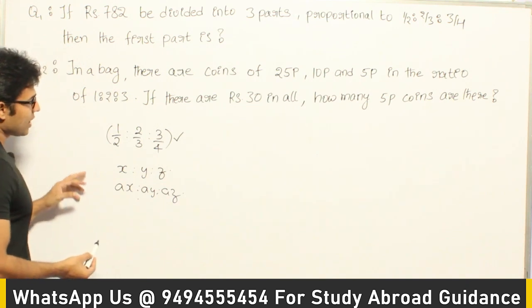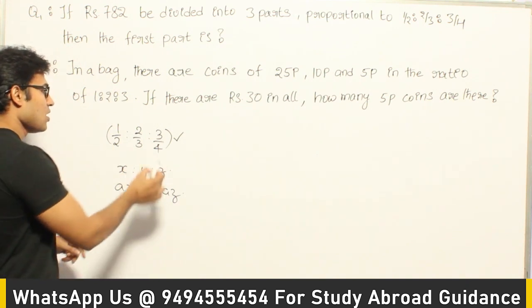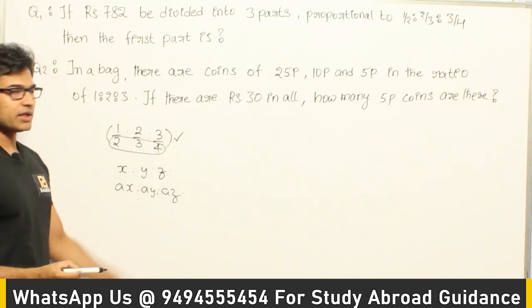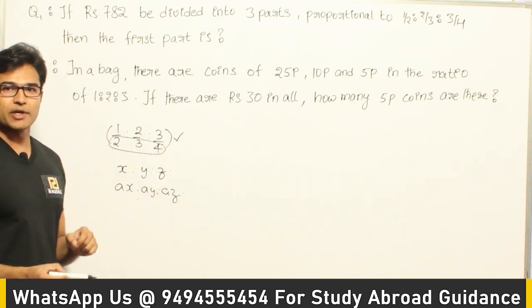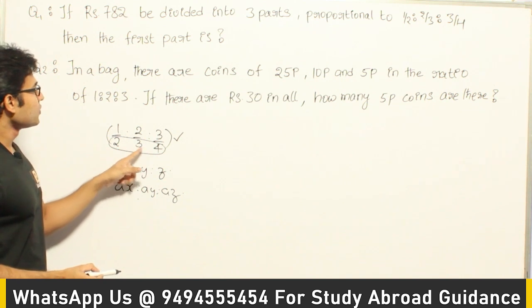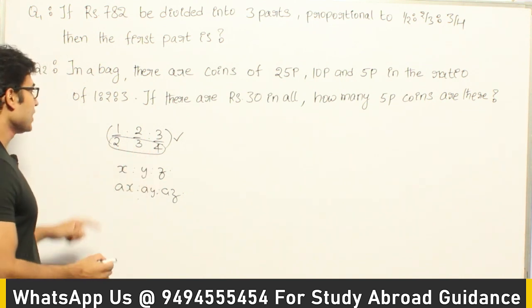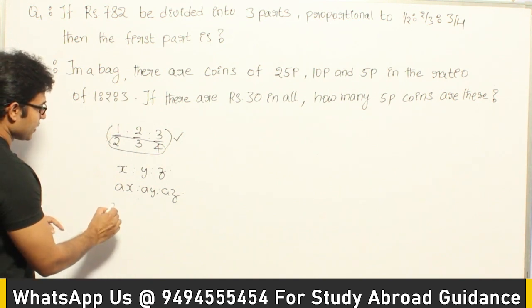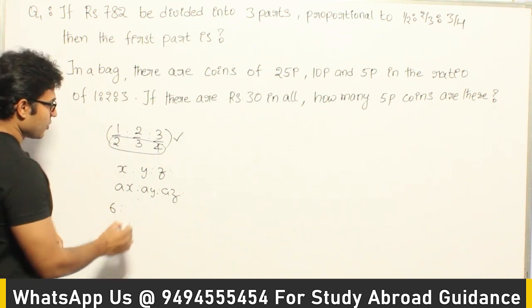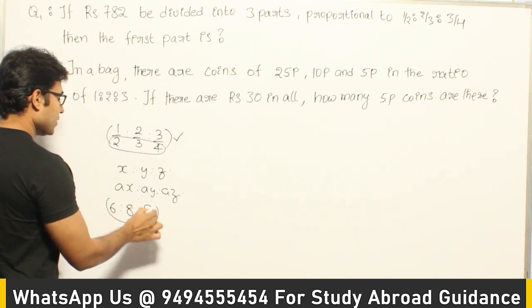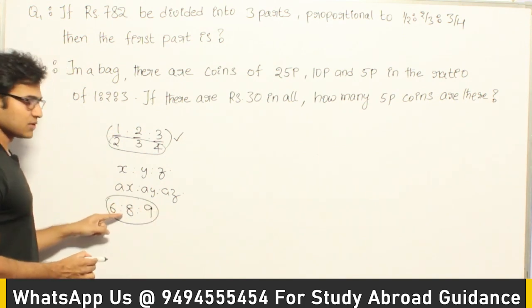So I want to eliminate the fractions, so I'll take a common multiple of these 3 and multiply these 3 with that number. It is better you take the least common multiple. Now what is the least common multiple of 2, 3 and 4? It is 12. So I'll multiply all these 3 fractions by 12. If I multiply this one with 12, I get 6. This one with 12, I get 8. This one with 12, I get 9. Therefore, this ratio is as good as this ratio.